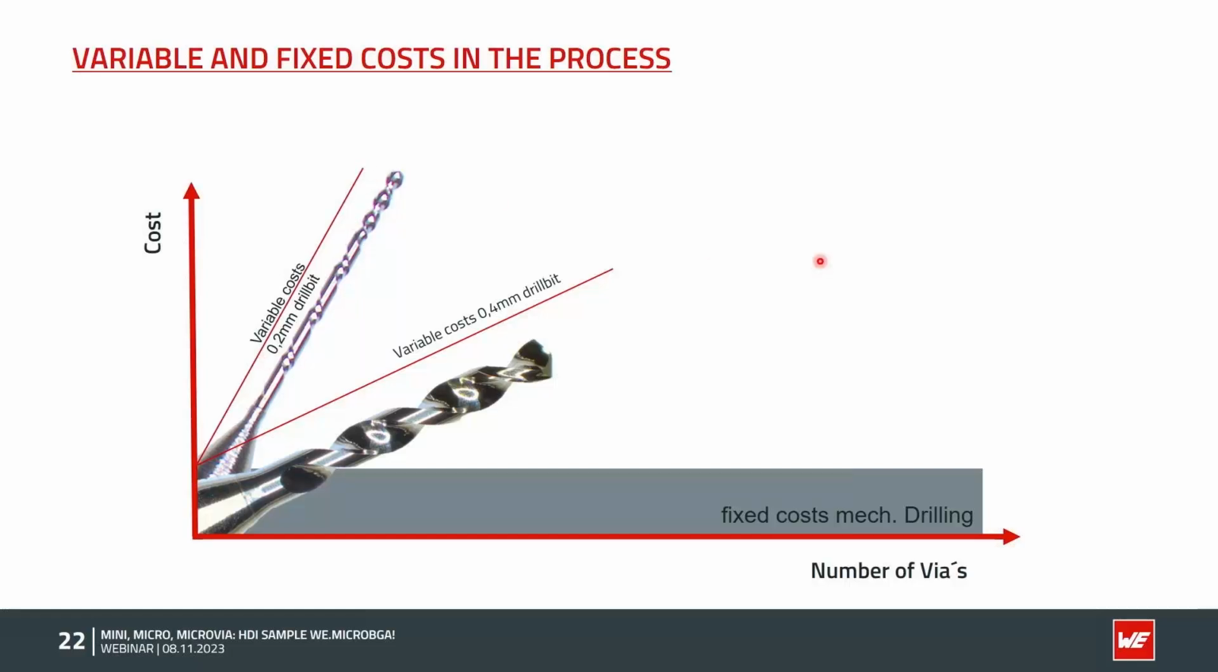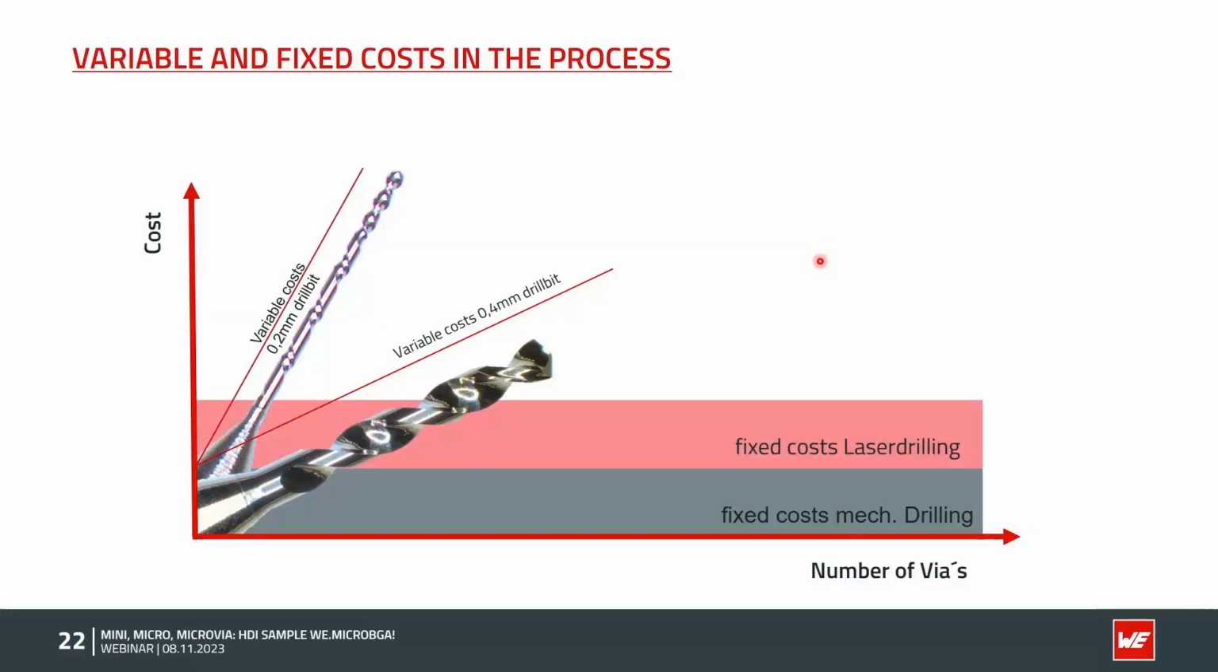With microvia laser drilling, the laser will not wear out so fast. So we have a fixed cost on top for the laser drilling. And we use a separate machine, so we have separate machine costs for setting it up. But the costs per via are very marginal. So the breakpoint where you have a cost advantage with microvias, you can achieve with small vias very fast, but even with standard vias, there is a breakpoint where laser drilling gets cheaper per via in general.